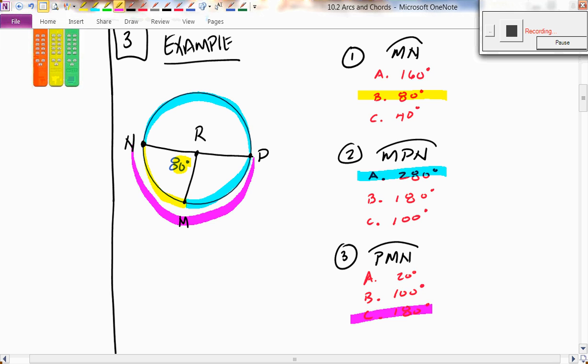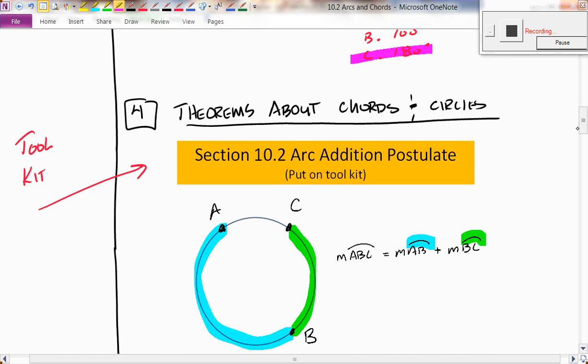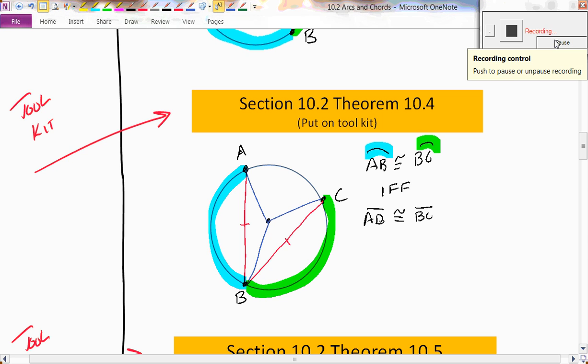Yeah? Okay, I need you to bust out your toolkits here. There are 4 things we're going to put on our toolkit. Here is the next one. This one's called Theorem 10.2. Or, sorry, it's from section 10.2. It's called Theorem 10.4. The other one is called the arc addition postulate. This one has something to do with a relationship between the chords of a circle and the arcs of a circle.